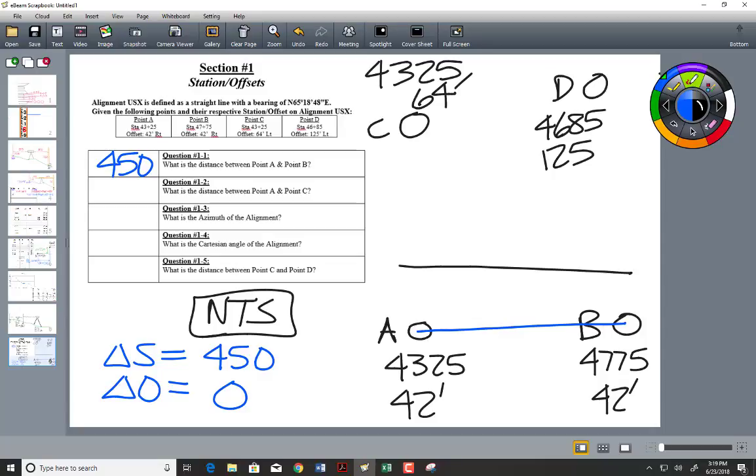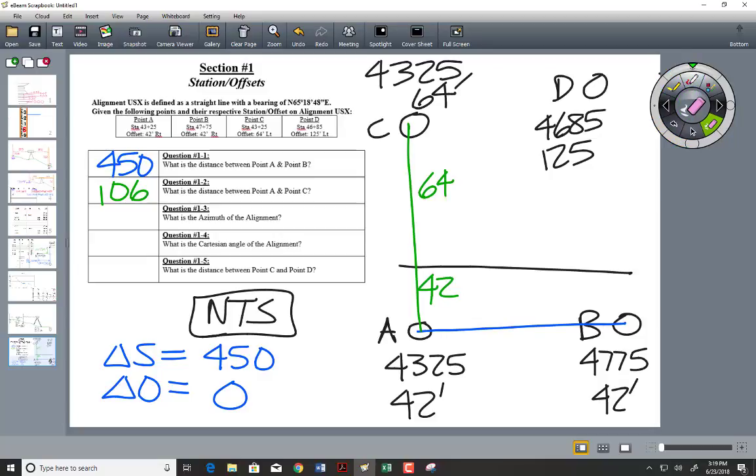A to C. A to C is this distance right here. If this is 64 feet and this is 42 feet, what's my distance? 106 feet. So that's the distance from A to C, right? Yes. Now, the question is, what is the distance from C to D?